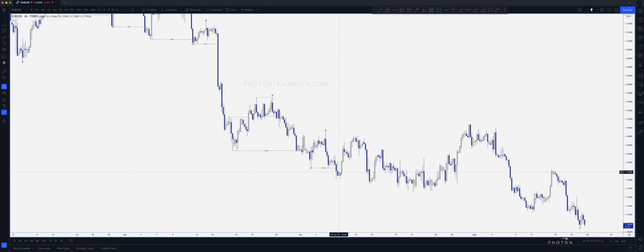So we get that pullback, we break the low. Again, what do we get? Minor break of structure to show price is pulling back. Then we come up, right? And then we come down and we take the low again. So then this becomes our next break of structure. Right, so you can see those strong lower highs I've held the whole time. Price has never traded above them, and that's why this trend can go on longer than you think.